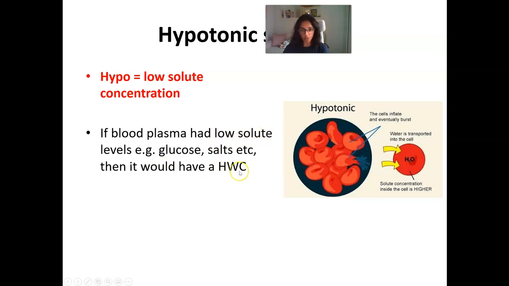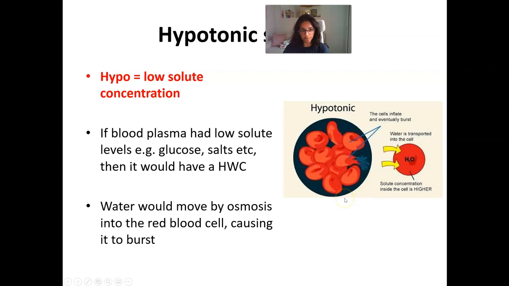it's going to have a high water concentration. Now, if we look at this cartoon over here, we can see that that means water is going to move from a high water concentration outside the cell to a lower water concentration inside the cell by osmosis, and that causes your red blood cells to burst. Now, the reason why red blood cells burst is because they don't have a cell wall the way plant cells do, so they will just keep filling up with water and eventually rupture like a balloon skin.